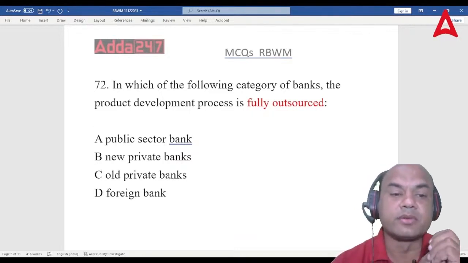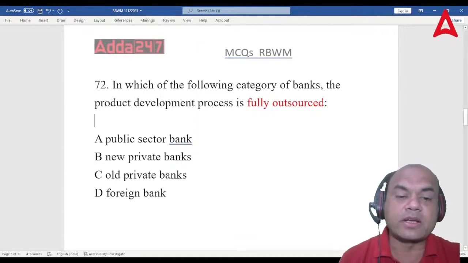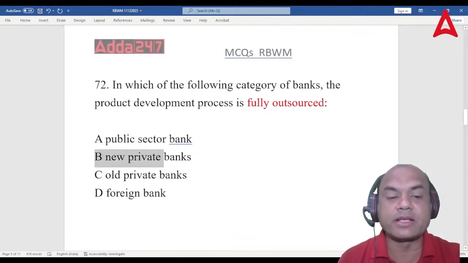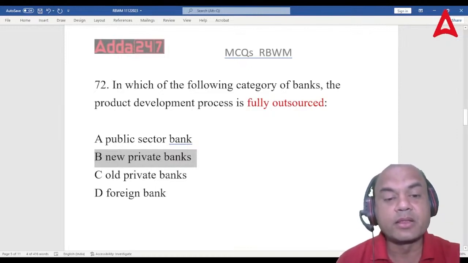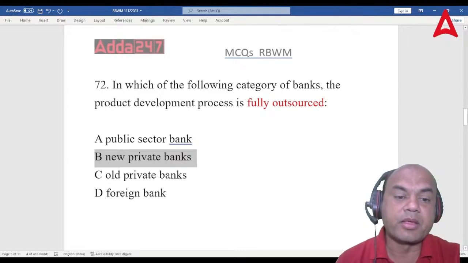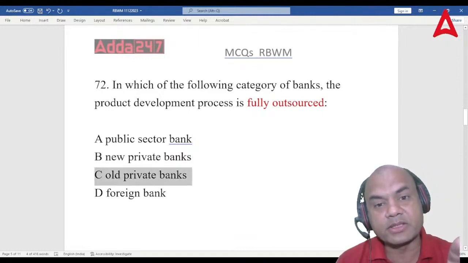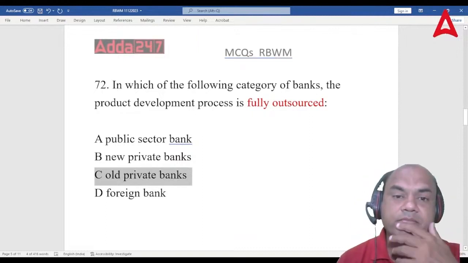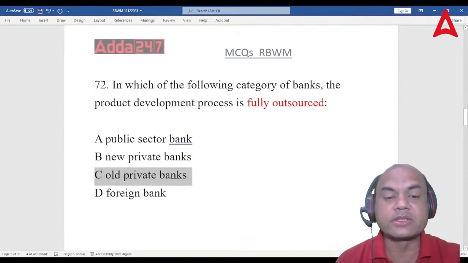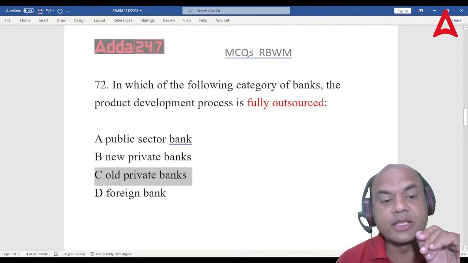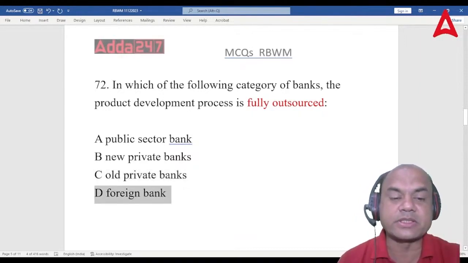Okay, so fully outsourced in which bank? Here, new private sector banks means HDFC Bank, ICICI Bank, which have come into existence after 1991, the Narasimham Committee. Old private sector banks means those banks that were existing earlier, private banks like Karnataka Bank, Karur Vysya. These banks existed long back. And the last one is foreign banks, like Citibank, HSBC.